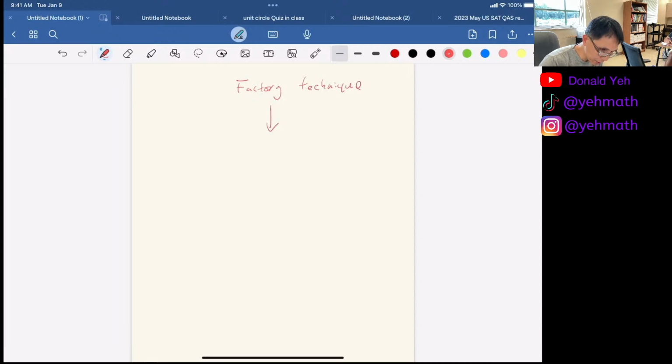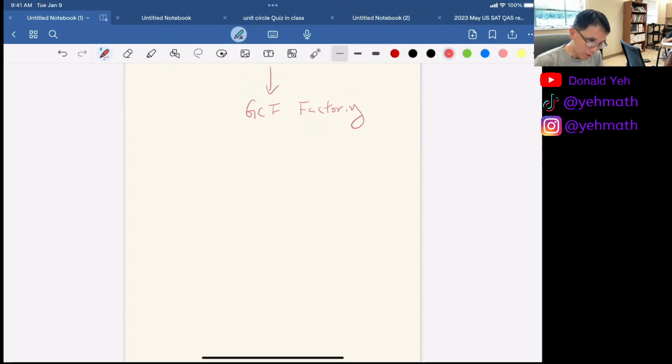The first must-do is GCF factoring. Regardless of which problem, always look for a GCF first. The first thing you should look for is GCF factoring. See if you have a common factor. You can factor out as much as you can, and that's just the way it is. Got it? Now, you're going to get three possibilities after that.